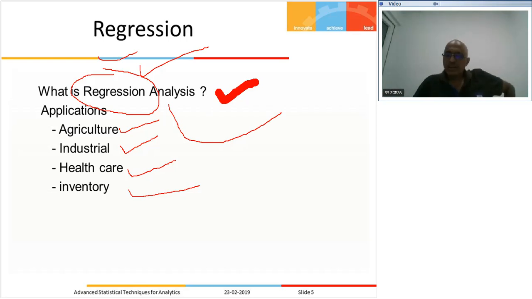So any inputs or any thoughts, any observation that you had with respect to LHP? Any observation that you had with respect to applications of this? Is it fine now, whether the voice is clear?